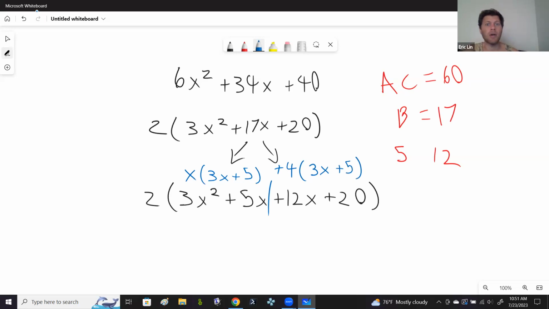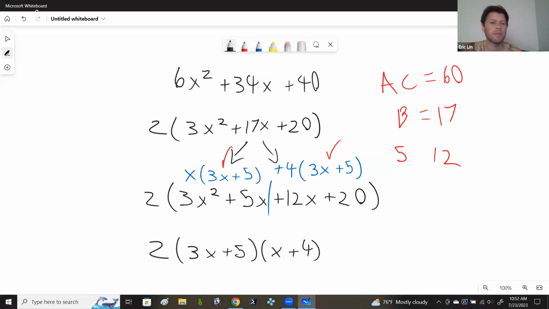because, once again, our 2 parentheses have the same thing inside of them, which is good news. It tells us that we have done everything correctly up to this point. So we have our 2. We're not going to forget about the 2 because if we do, it's wrong. And that leaves us with 3x plus 5 and x plus 4. Great.